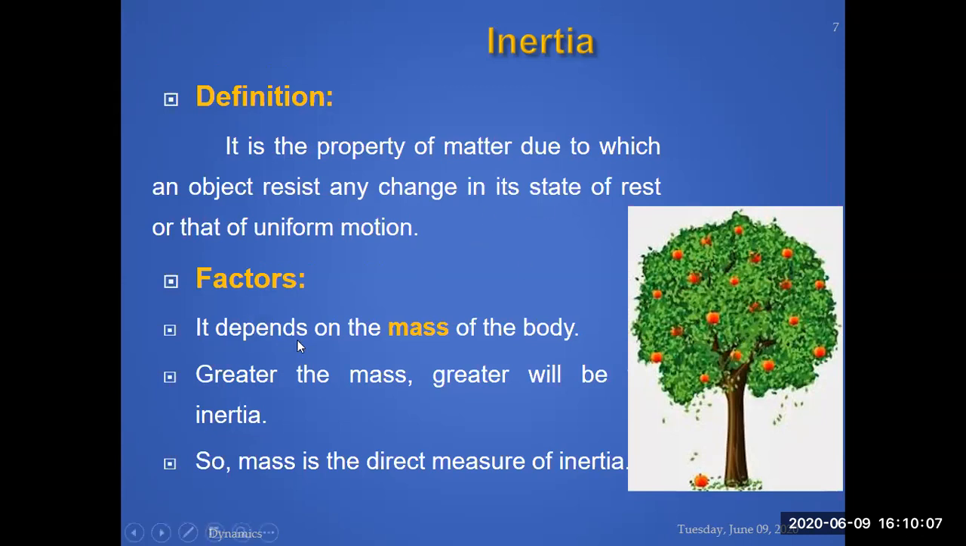On what factors does this inertia depend? This depends on the mass of the body. The larger the body, the heavier the body, the more difficult it is to produce motion or to stop the moving body. Greater the mass, greater will be the inertia. So mass is the direct measure of inertia. Its mathematical formula is I equal to mr square in some cases, and in the next classes you will study how to calculate inertia of different objects.